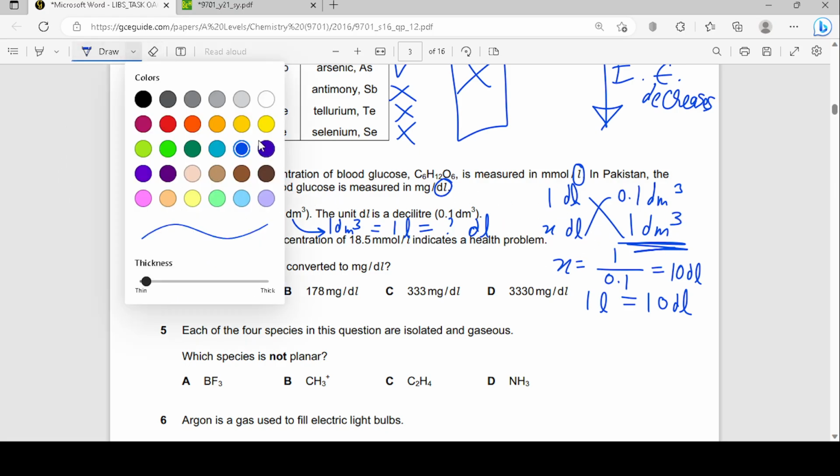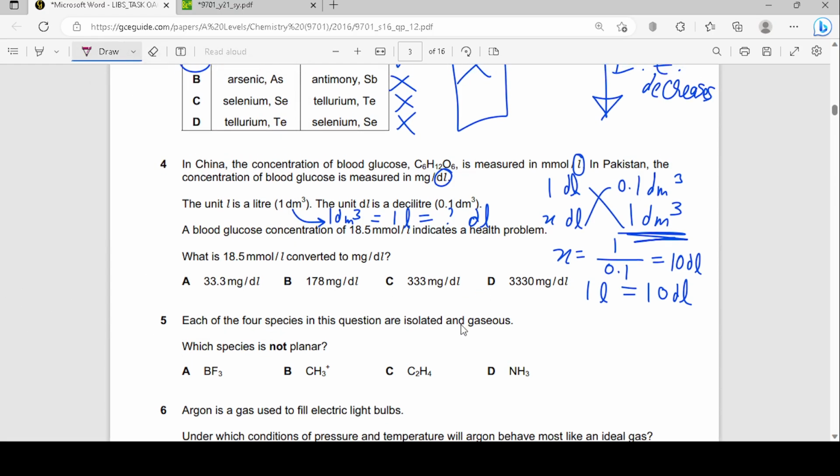I'm going to use a different color. Okay, so let me write down what the value is, 18.5. So 18.5 millimoles per liter. And then multiply, we want to convert liters to deciliter, right? So we can multiply by liter on the top and then by deciliter on the bottom to get deciliter here. So this cancels out with this, right? That's a way to convert units. You use this method, okay?